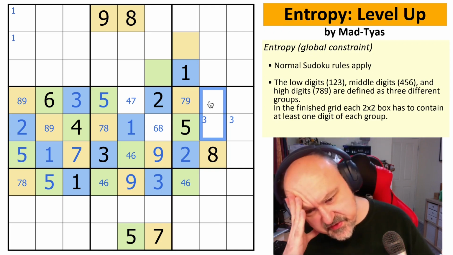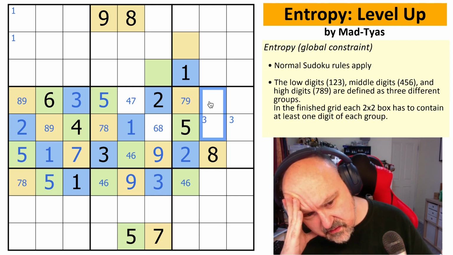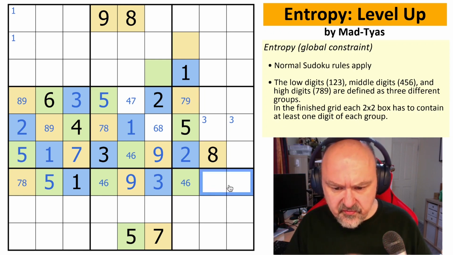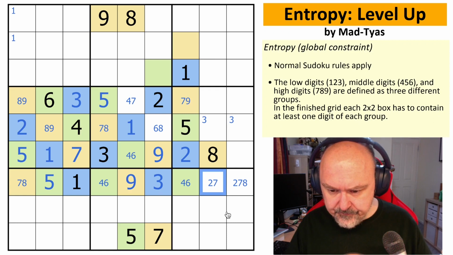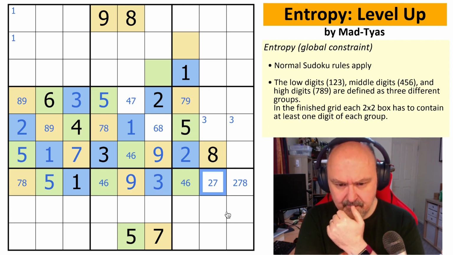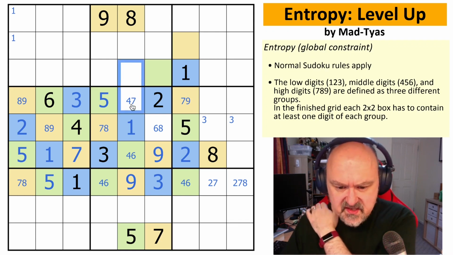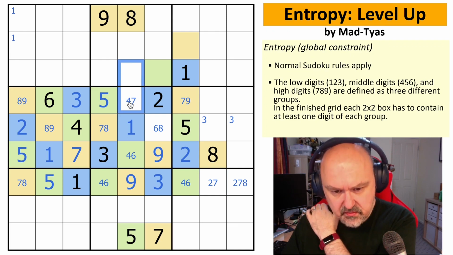I think I'm jumping too fast. So I've actually got a triple in this row, which is 2, 7, and 8. This is not 8, because 1, 2, 3, 4, 5, 6, 7, 8, 9. Yeah, 2, 7, 8. So one of these needs to be yellow. So one of those is a 7, because I can't use 8 or 9. So one of those is a 7.